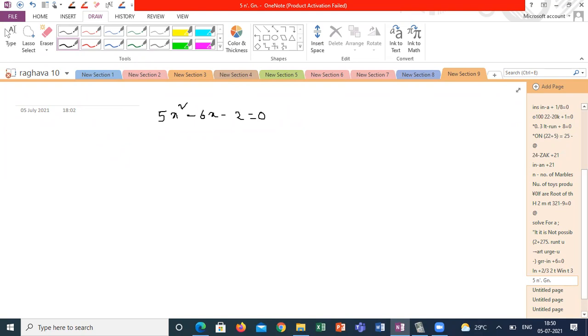Take some time after the class and try to explore. There are no possible factors to split the middle term here. You can try it after the class, unless you are very strong over the roots. After solving the question, you will understand why I can't split the middle term, why I can't use the factorization method.